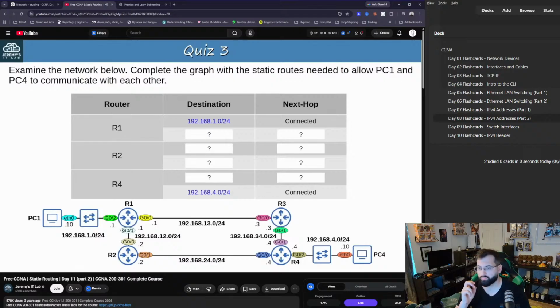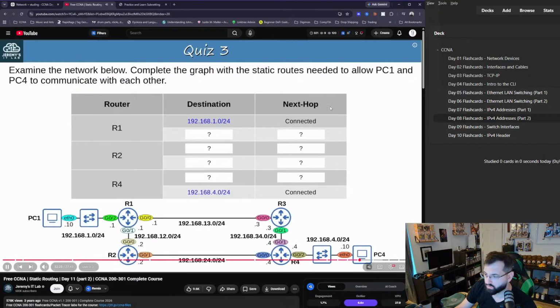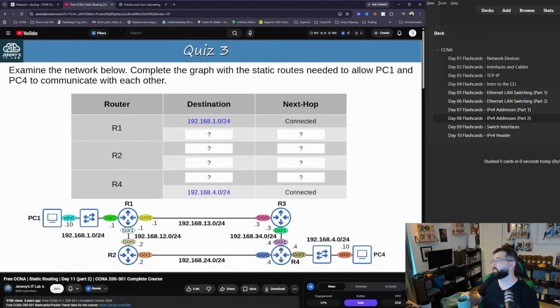Examine the network below. Complete the graph with the static routes needed to allow PC1 and PC4 to communicate with each other. Pause the video now to think about the answer. I need more caffeine. Like, straight up. This is so much information. Oh my god.